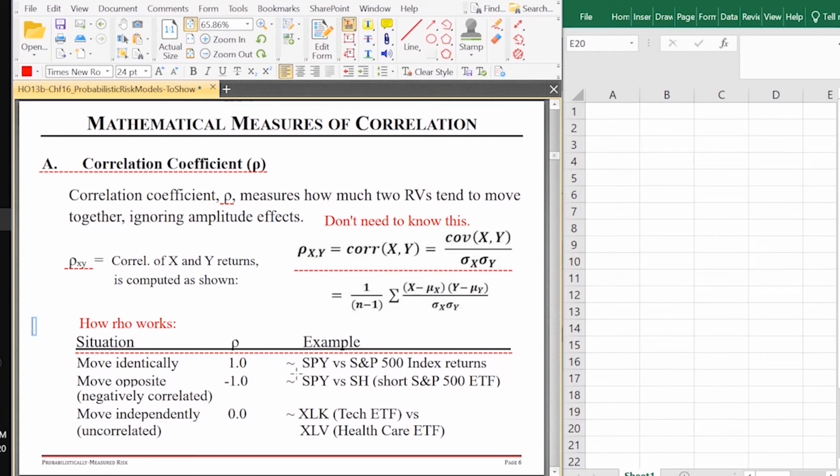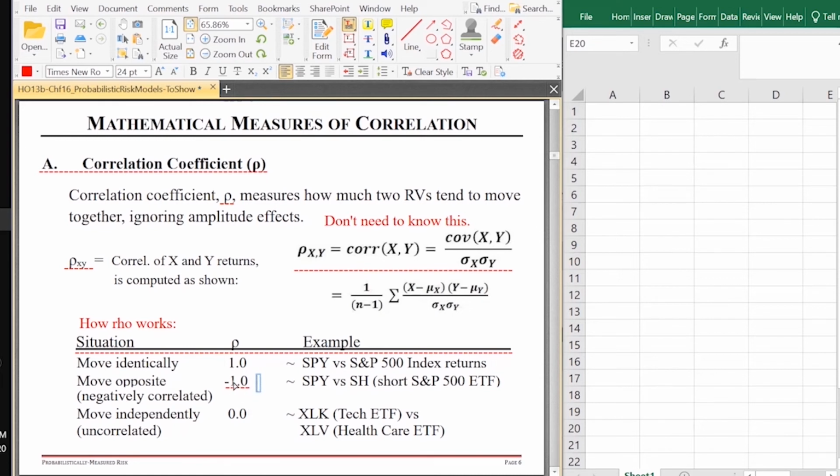And there's very, very little what we call tracking error in the SPY versus the S&P 500. So the correlation coefficient between those two really is pretty much 1 or 100%. So if we have the returns of two assets that move opposite to each other, they're going to have a negative correlation coefficient of -1. So this is going to be the range of rho from +1 to -1.